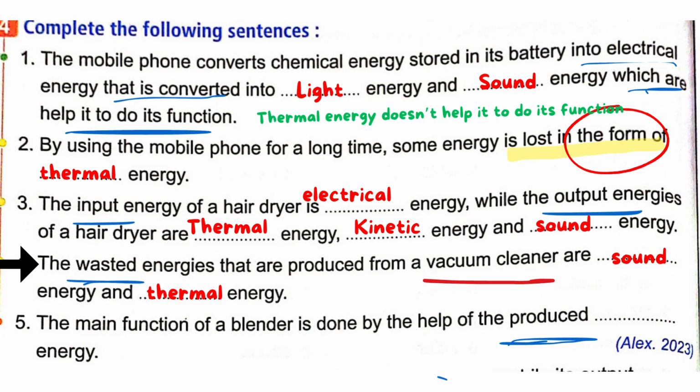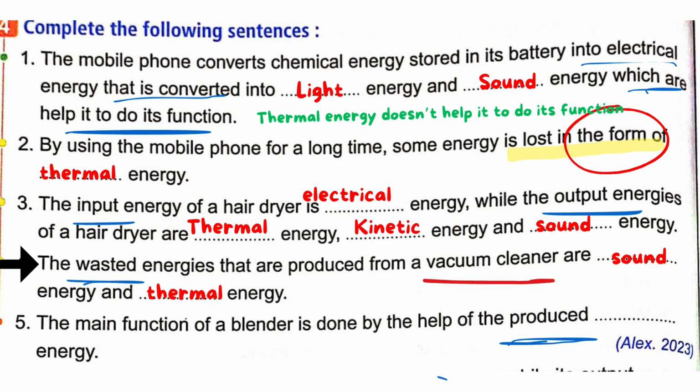So here, to answer this question, the wasted energies that are produced from the vacuum cleaner are thermal energy and sound energy. This type of question needs you to think, as these examples look like some examples that you studied. And if you understand the idea, you can answer this type of question, but it's very easy.